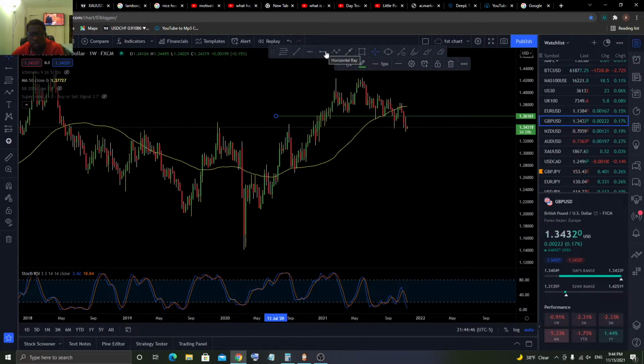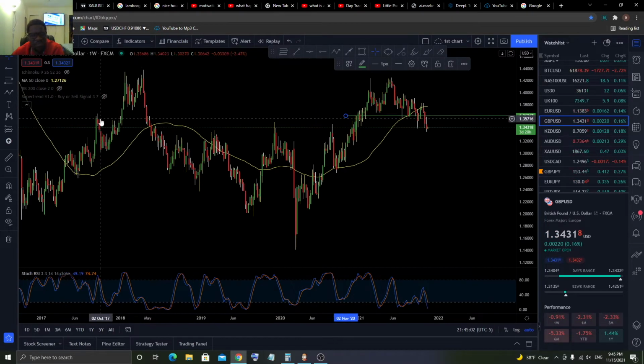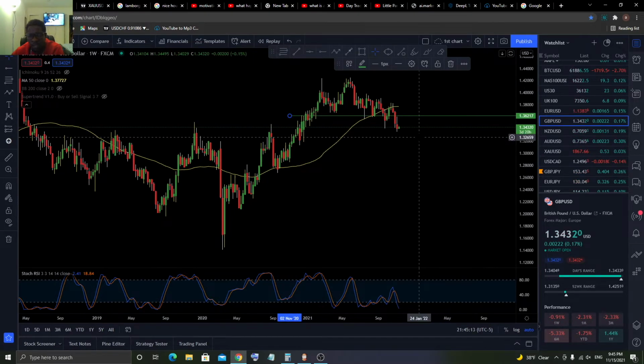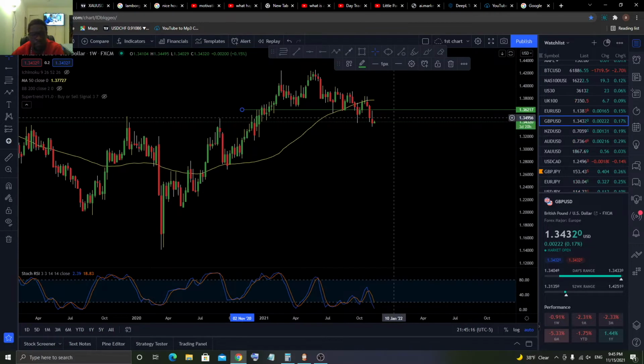I like to take the horizontal ray because it lets me know why I put the line here. If I come back to look here, I'll know that I put the line because of this resistance. But if it's a line, I have to go and look, and it's confusing for me. So I like the horizontal ray so that it stops here. When it stops here, I know exactly why I put the line here. You feel me, guys?